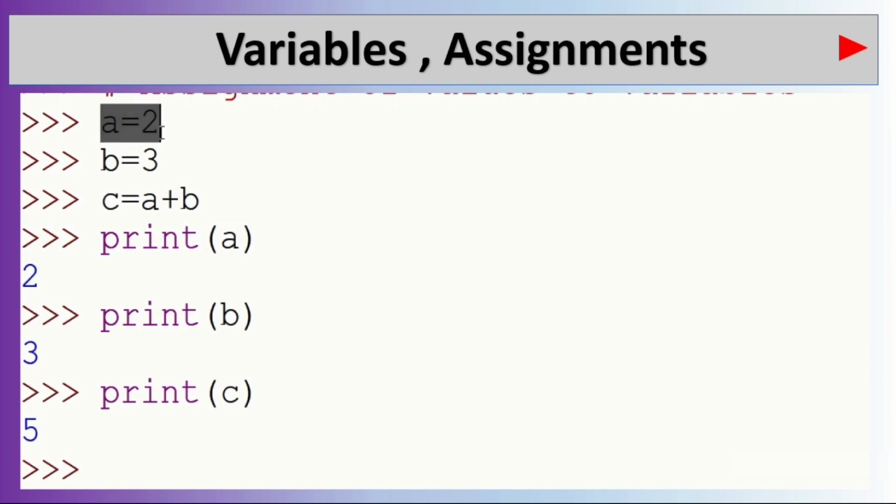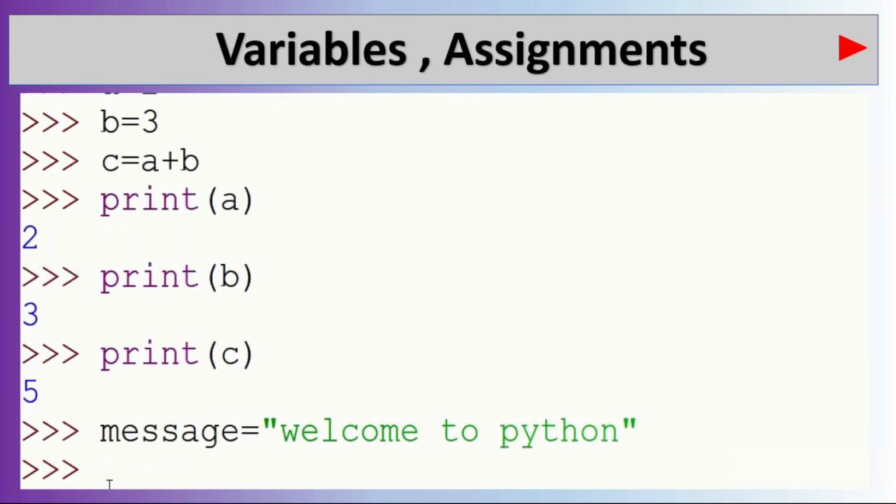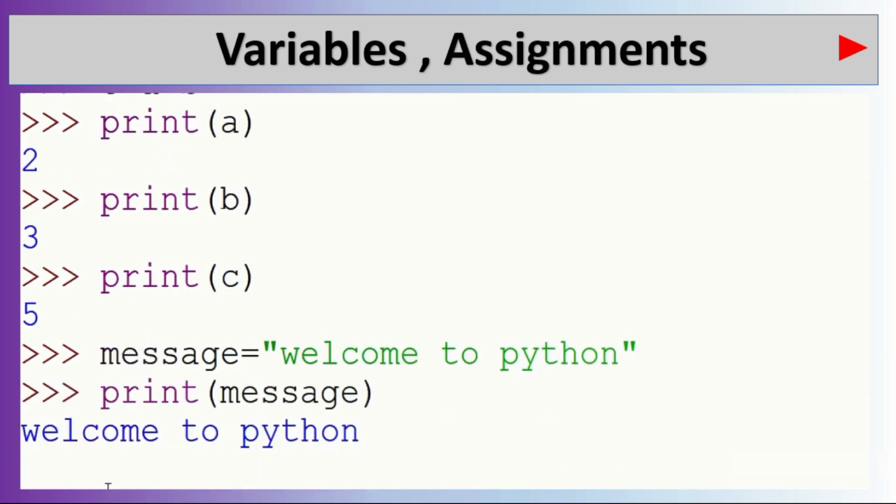Here A equal to 2 means we are assigning the value to A. Similarly, we are assigning the value 3 to B variable, and we are assigning the sum of A plus B to C variable. Let's take another one, message equal to "welcome to Python". Print of message is welcome to Python. So equal to is used for assigning the values to the variables.